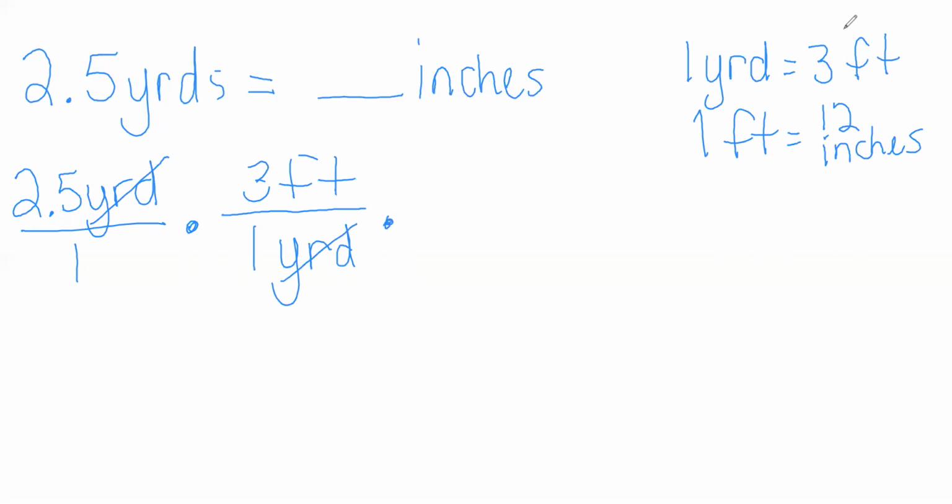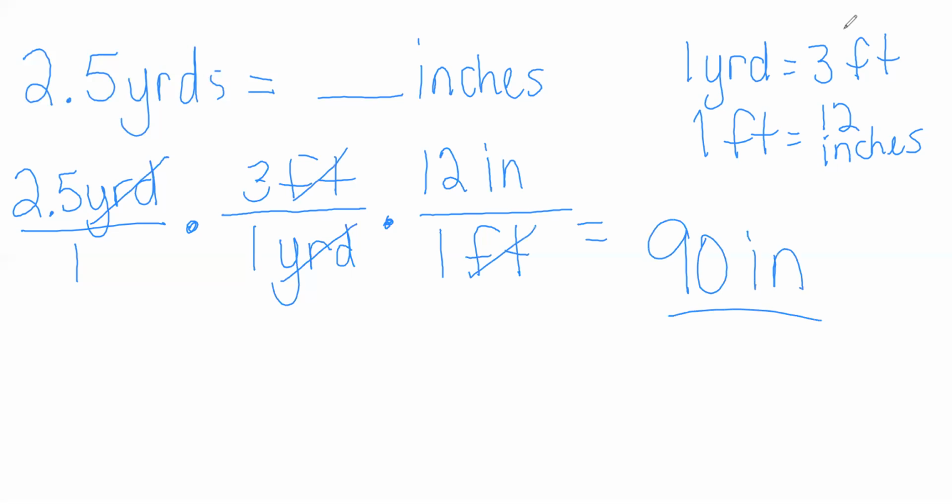Now, we still haven't got where we need to be because we want inches, not feet. So again, we've got to cancel out feet. Where do we put it? Well, since 3 feet is on the top of this fraction here in the middle, we need to put feet on the bottom. And we said 1 foot is equal to 12 inches. So now we can cancel out the feet. And now you just do the math, 2.5 times 3 times 12, and you end up with 90 inches.